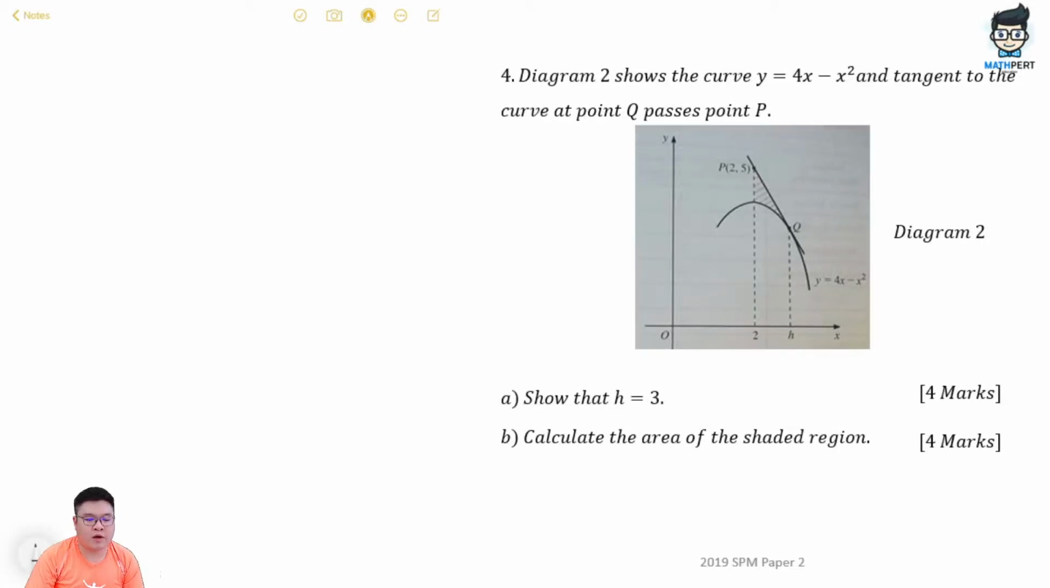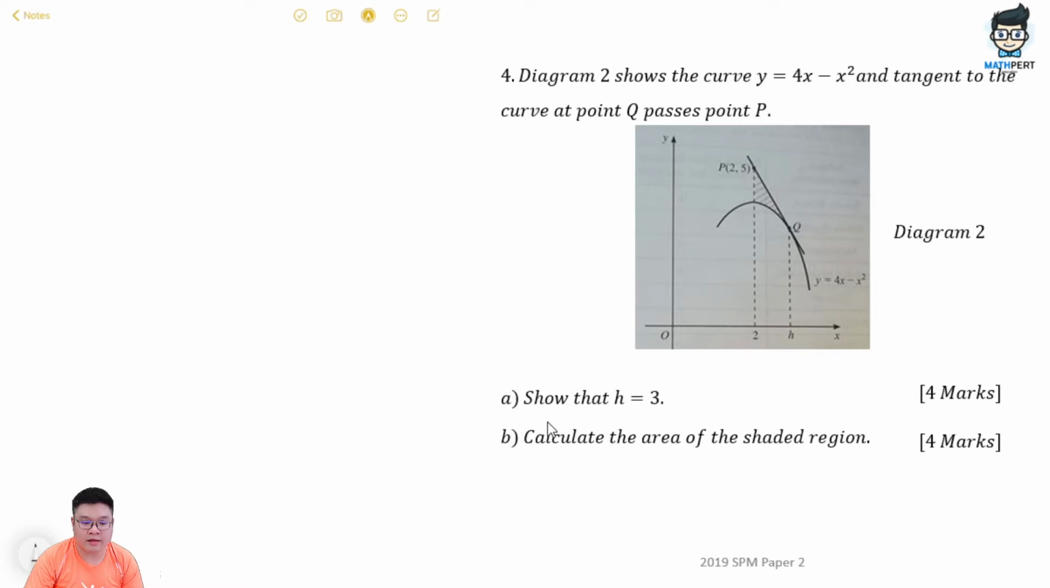Okay, so let's take a look at SPM year 2019, paper 2, question number 4. Diagram 2 shows the curve y equals 4x minus x squared and the tangent to the curve at point Q passes through point P. We are asked to show that h is equal to 3 and calculate the area of the shaded region. The shaded region is over here. Part A has 4 marks and part B has 4 marks, so in total we have 8 marks for this question.